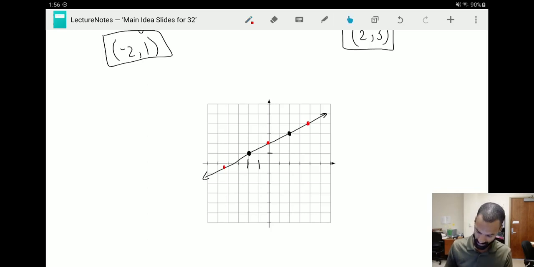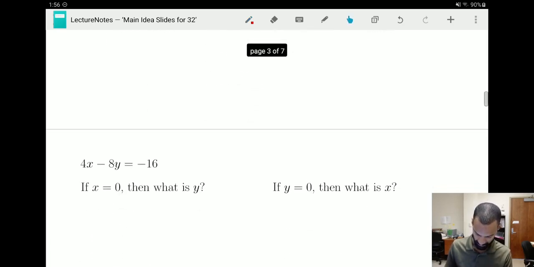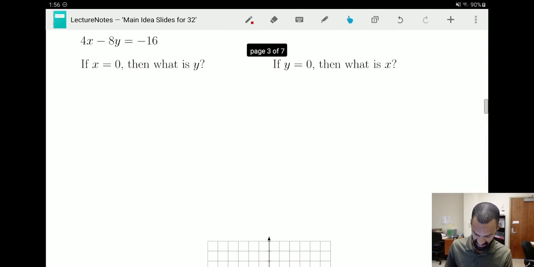Okay, all right, let's do another. Here's another equation. 4x minus 8y equals negative 16. Okay, so what happens if x is 0?